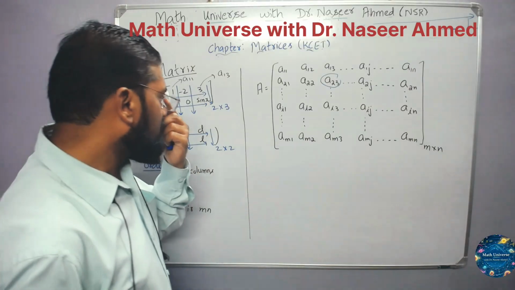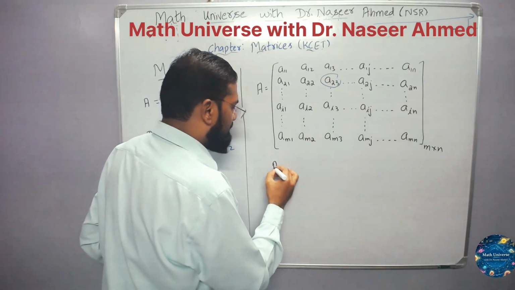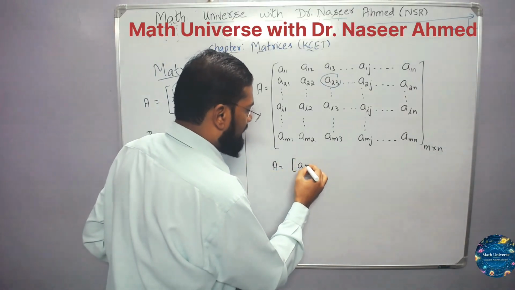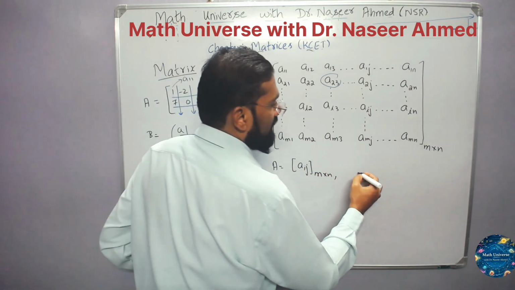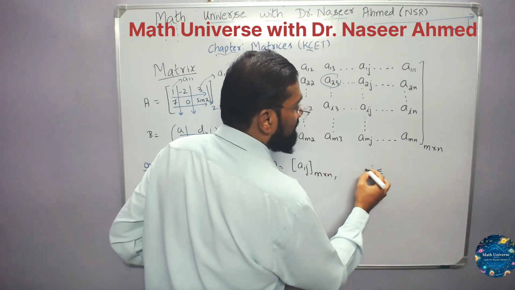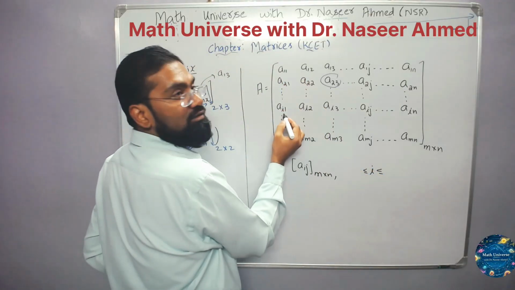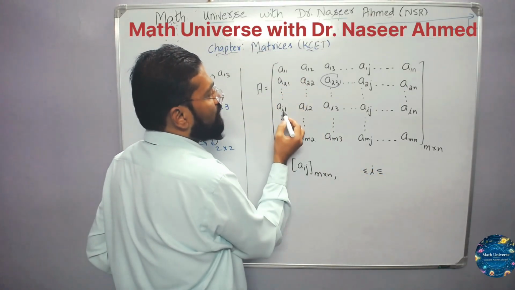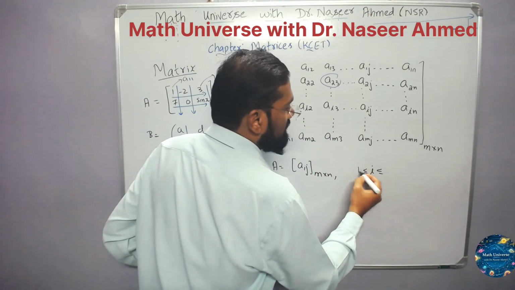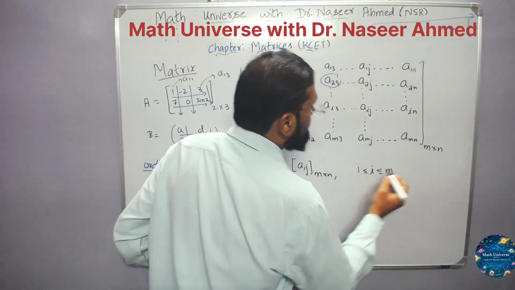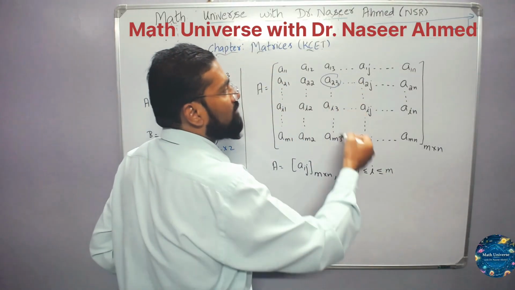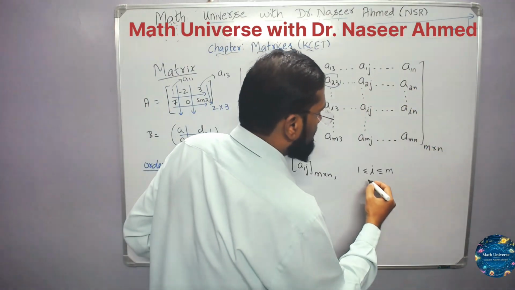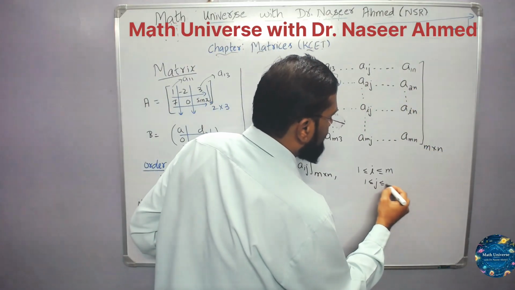Fine. So in place of such a big matrix, we have a small one, small a i j, m by n, where i is running from where to where? See, i is the row: first row, second row, up to ith row and mth row. So 1 is less than or equal to i, less than or equal to m. Coming to j, it is the column: first column, second column, third column, jth column, and last nth column. 1 is less than or equal to j, less than or equal to n.